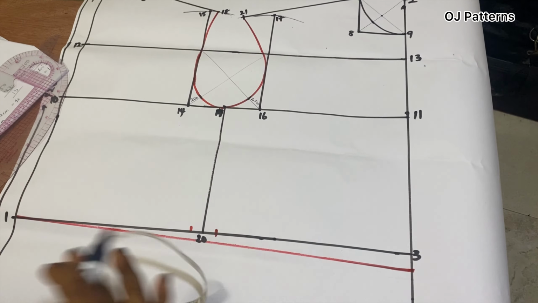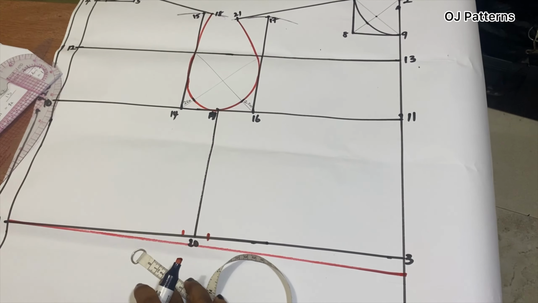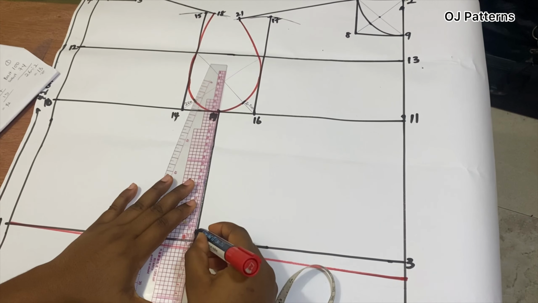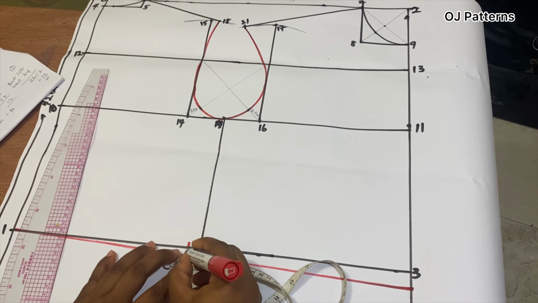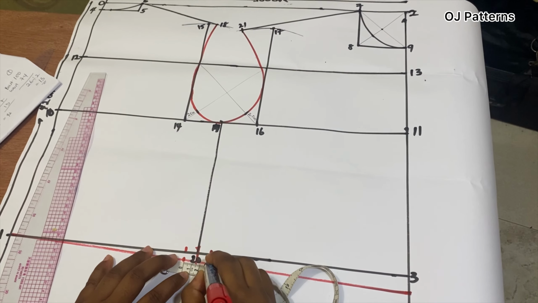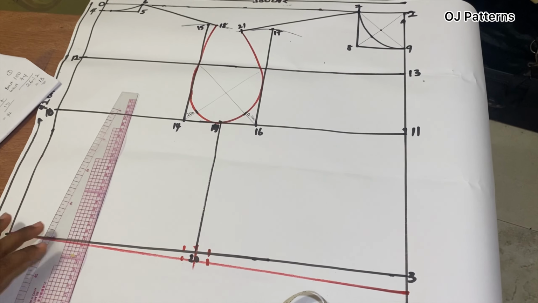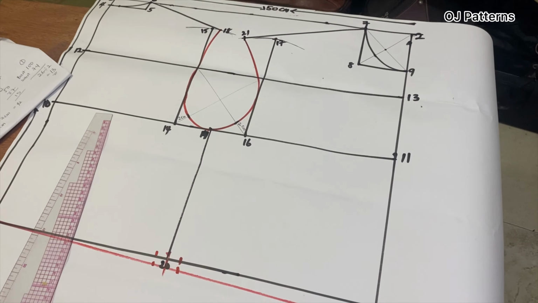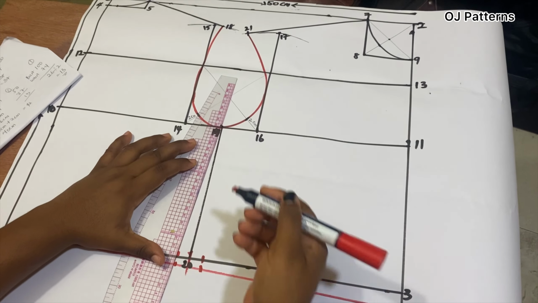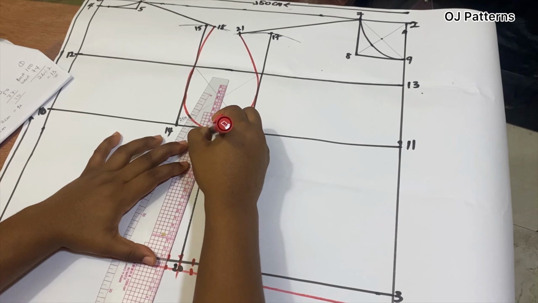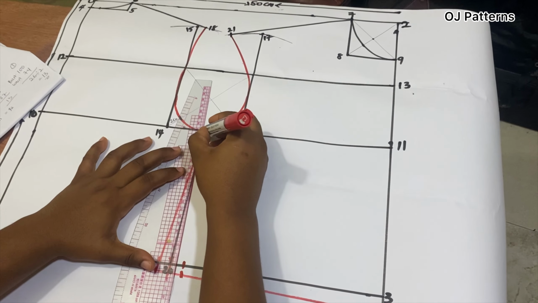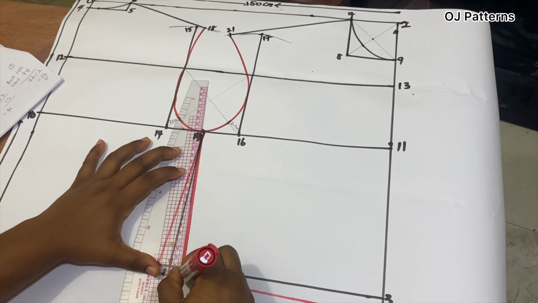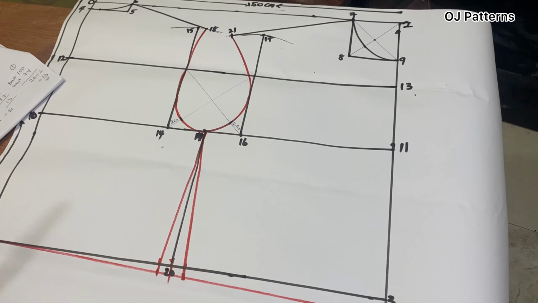Okay, so next I'll be bringing the 1.5. I'll be rolling my line straight down to touch the new waistline because everything will have to happen on the new waistline. So I'll bring the 1.5 down here and the 1.5 down here. And from the 1.5 you connect it to the notch on 19, so it has to blend in. So we've done the side.